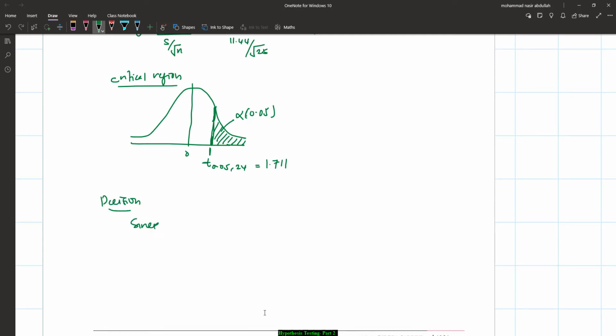Right? So our decision is, since the calculated statistic falls inside the rejection area, so we reject the null hypothesis.